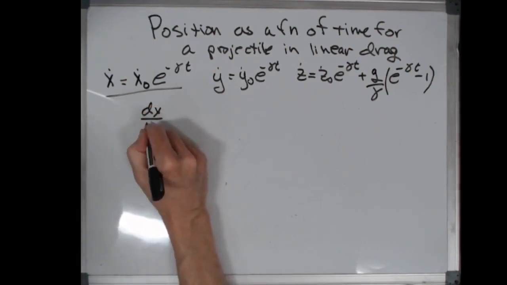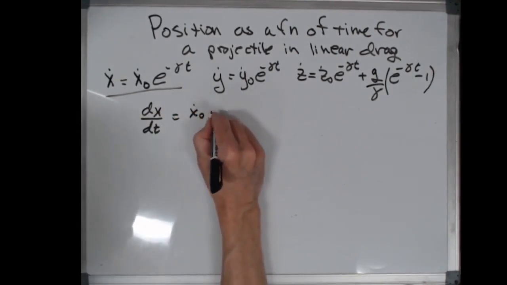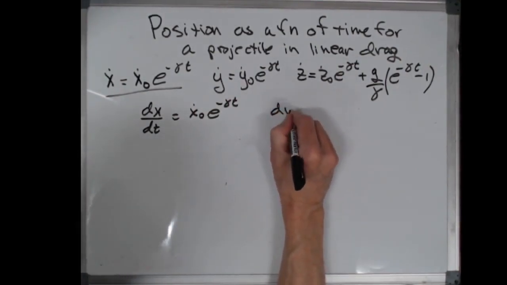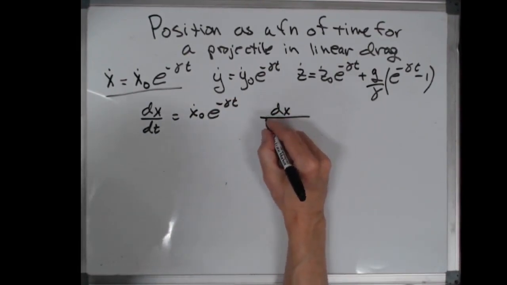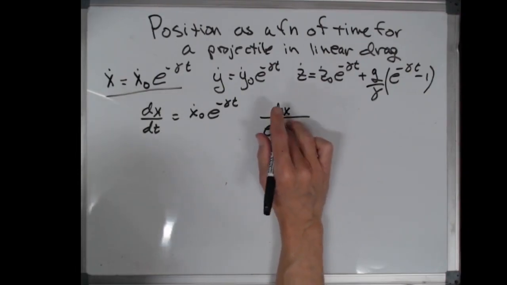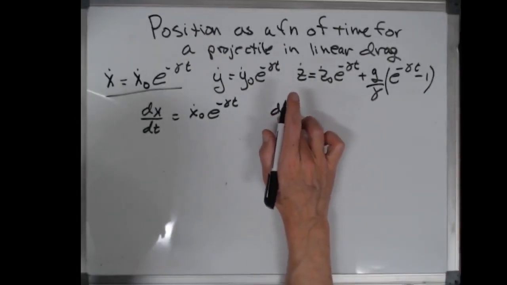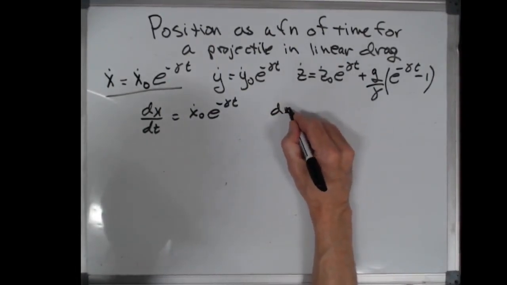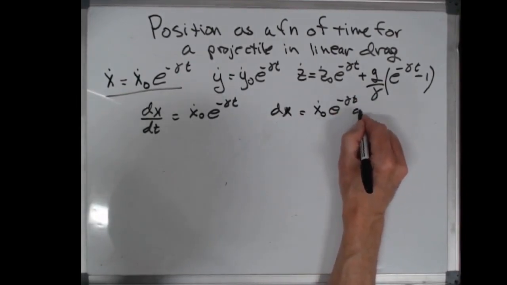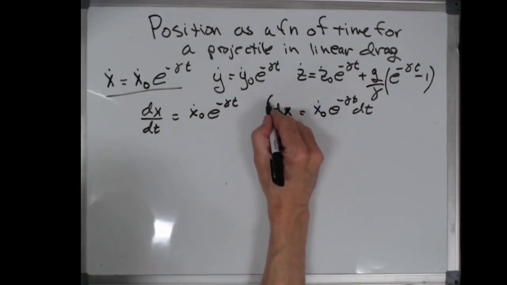And so this gives me dx dt is equal to x dot naught e to the minus gamma t. And so that tells me that dx is equal to x dot naught e to the minus gamma t dt. I just cross multiplied the dt. I got a little excited there, right? And then I can just integrate these two guys.